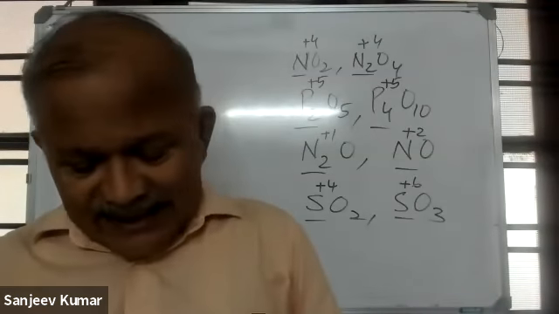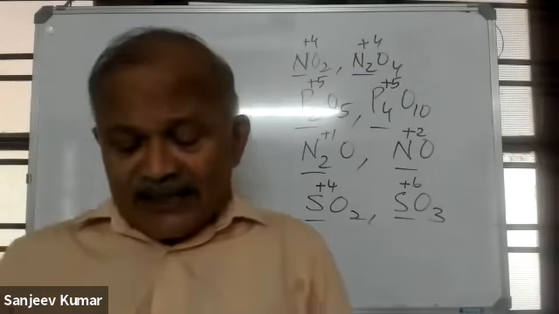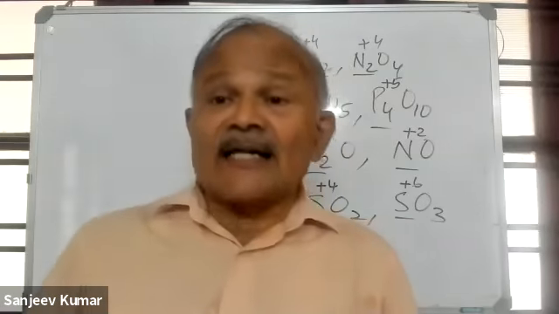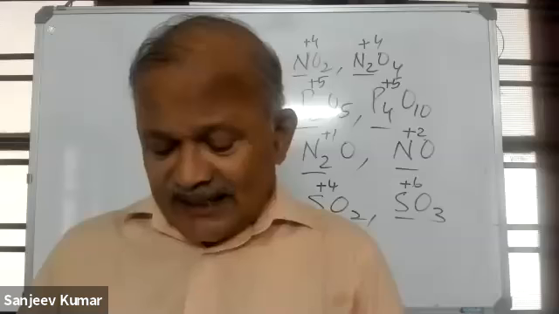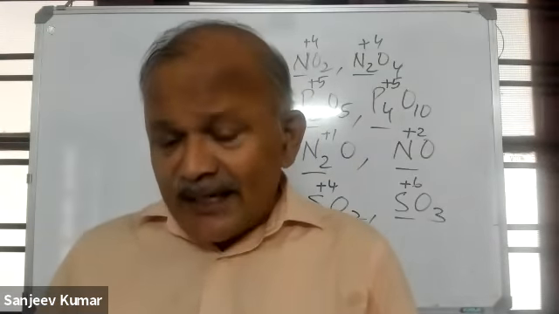And what is asked? In which of the following pairs is there the greatest difference in the oxidation number of the underlined element? That means the answer is D, SO2 and SO3.